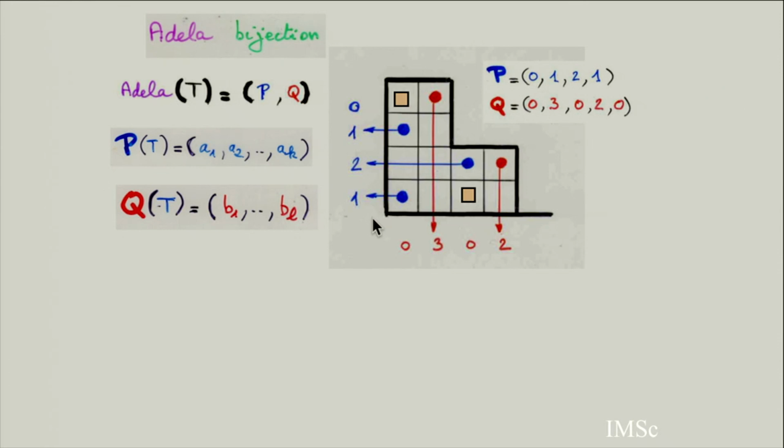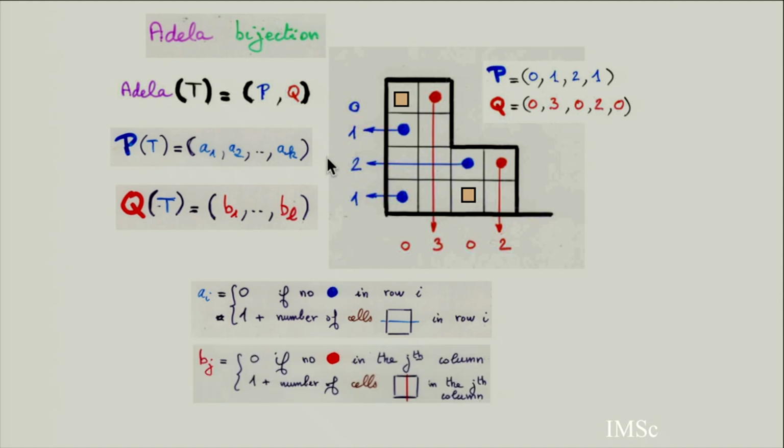I have a pair PQ, and P and Q have exactly the same definition. If you forget the demultiplication of equation, the vector P in blue is a number in each row. You take 0 if there is no blue number. You put the blue number plus the number of edges like this. The same for the red number. So you get 0 here, there is no red number. You get a 3 because there is a red number plus this cell plus this one. So this doesn't count. Here I get a 0, and here I get a 2. So I claim that I have a bijection between alternative tableau and pair PQ.